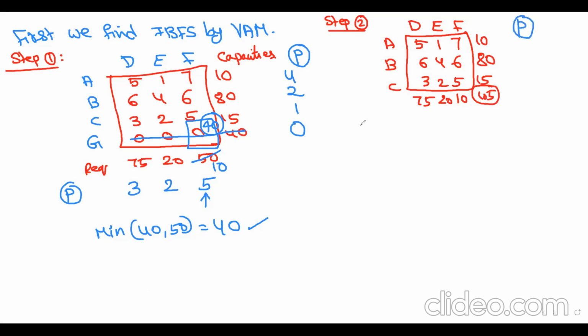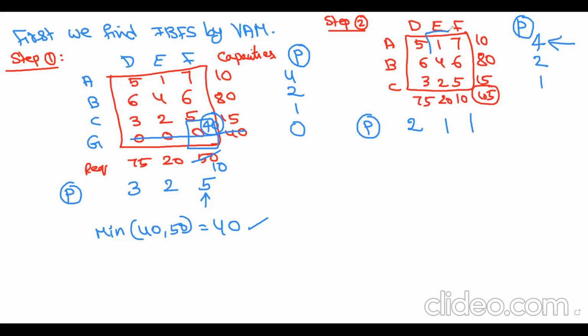Penalty, here also penalty. In the first row, the least element is 1, next least element 5, the penalty is 4. In the second row, the least elements 4 and 6, 2. 2 and 3, 1. Column wise, the least element is 3 in the first column, next least element 5, the penalty is 2. Second column, 1. And here also 1. So the highest penalty, how much? 4.